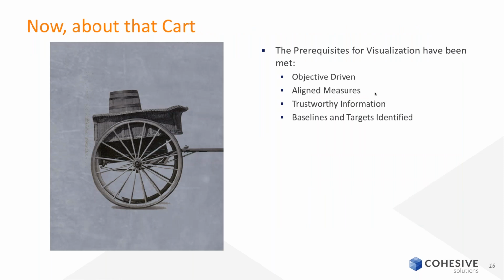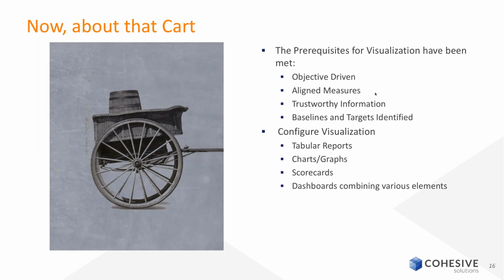We have now looked at the prerequisites for properly visualizing our measures and KPIs. We've become objective-driven. We've defined aligned and relevant measures. We've quantified the trust we can have in our measures. And we've set attainable targets based on our current baseline of performance. Now we can start looking at the technical aspect of configuring visualization via reporting, designing charts and graphs, constructing scorecards, and bringing it all together with dashboards.